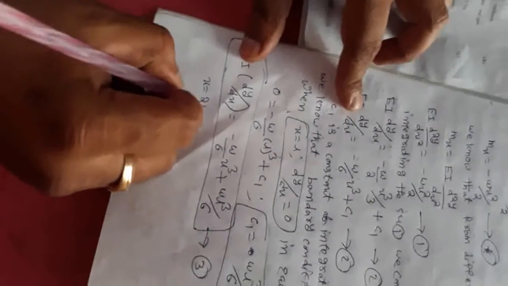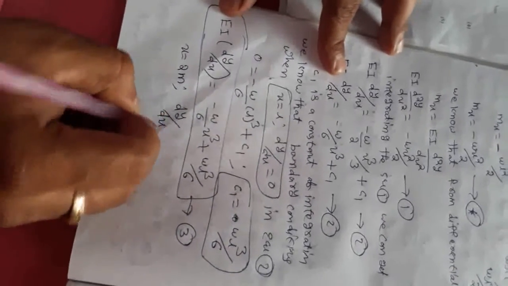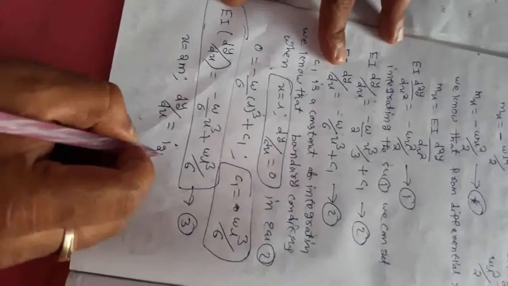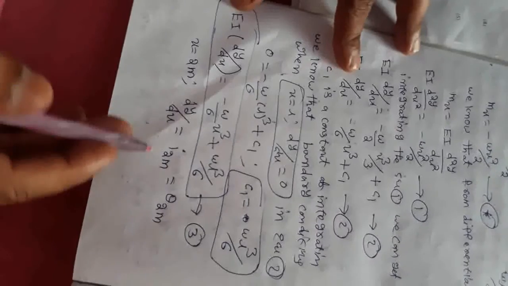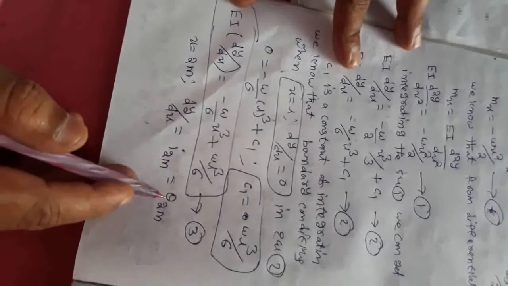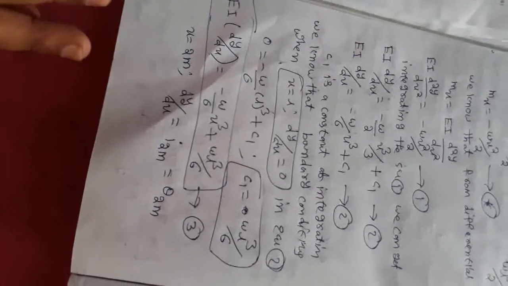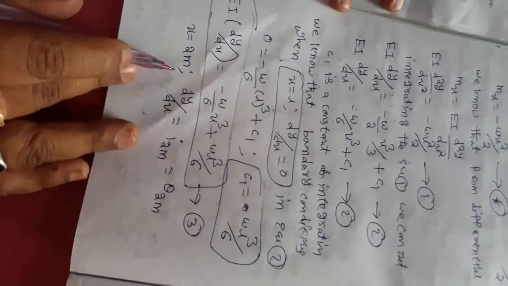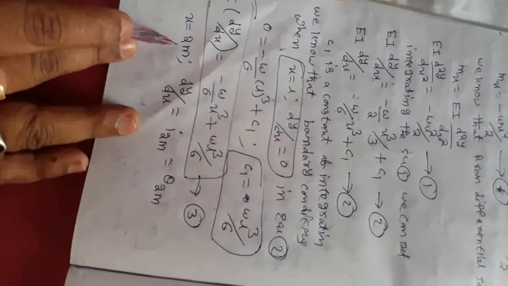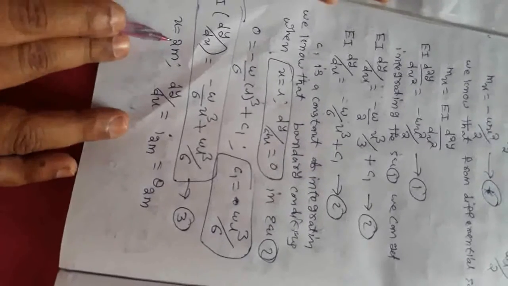So you can substitute x equal to 2 meters, and dy by dx equal to theta at 2 meters or I at 2 meters. You can use any one of these. You can substitute these values to get the slope at 2 meters from the free end, x equal to 2 meters. Why? Because the problem requires a slope at 2 meters from the free end. So that's why x equal to 2 meters.